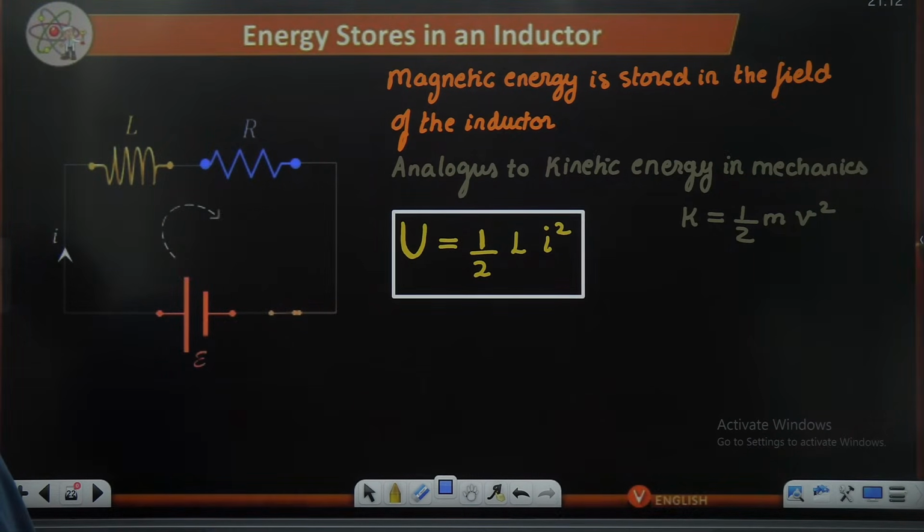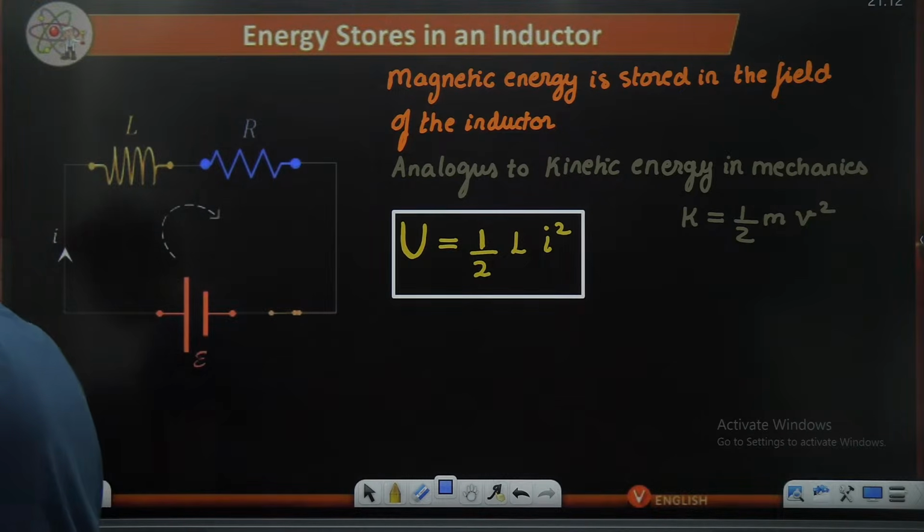Yes, any current carrying wire will have a magnetic field. That was our previous chapter, magnetic effects of current.